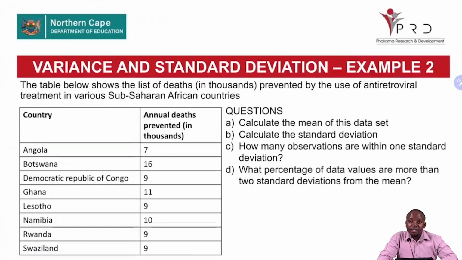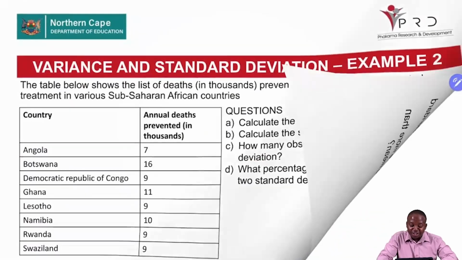Now, let us discuss this example, grade 12. It says the table shows a list of deaths in thousands prevented by the use of antiretroviral treatment in various sub-Saharan African countries. So the countries are Angola, Botswana, and so on. They give us the number of deaths. Number 1 says calculate the mean. Number 2, the standard deviation. Number 3, how many are within 1 standard deviation? And number 4, what is the percentage of the values that are more than 2 standard deviations?